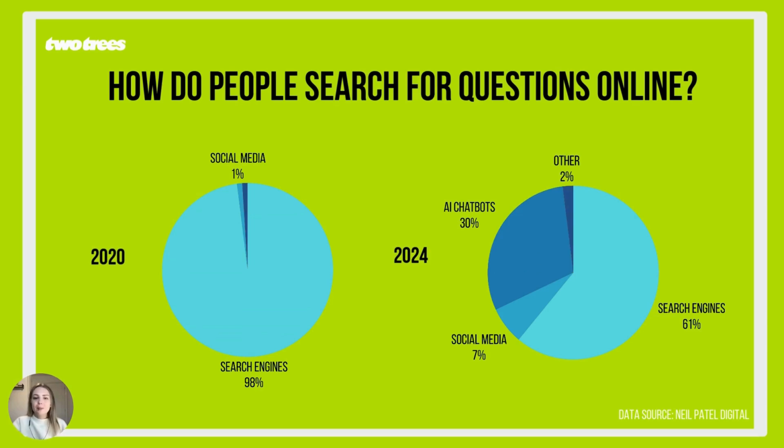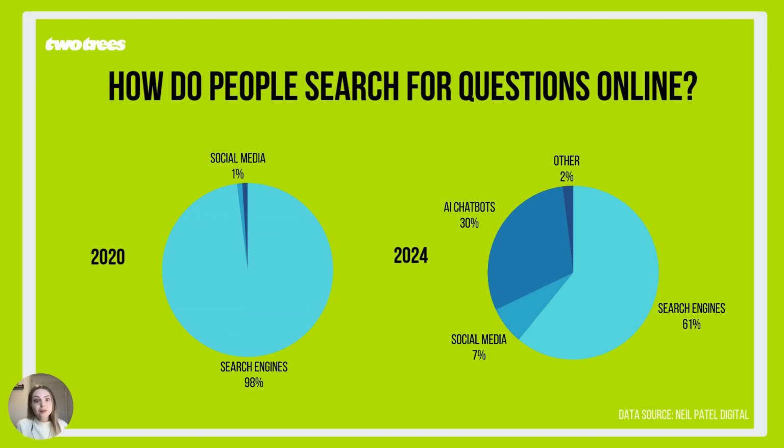So, some user behavior research really quickly. This to me is really interesting to see how this has evolved over time. Some research by Neil Patel Digital done this year in 2024 has shown that in 2020, when people had questions online, 98% of the time they would go to search engines to find the answer. Again, 1% social media, and then 1% everywhere else. Now, we know that that's changed a lot, and so much has changed in the last 4 or 5 years in marketing, but we can see now that other is now 2%.